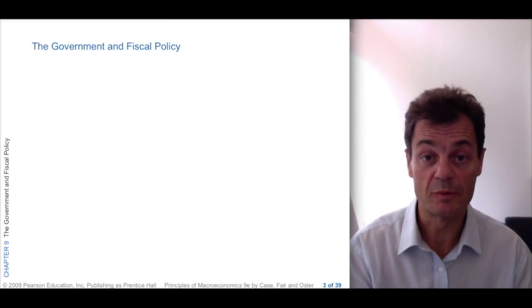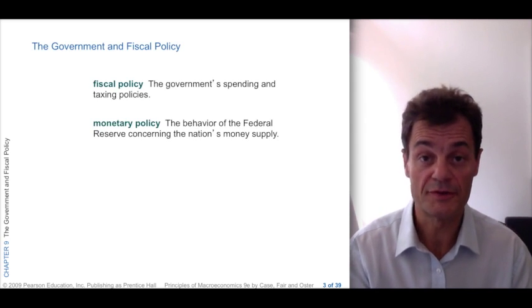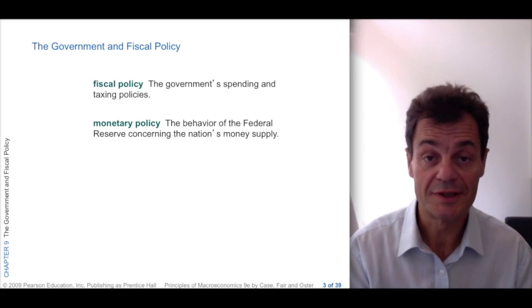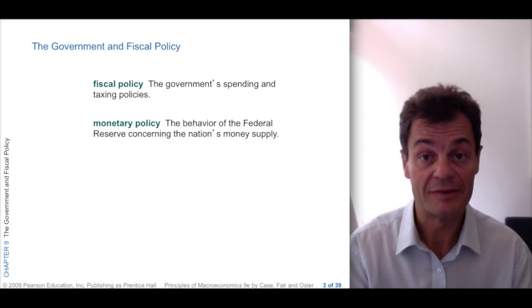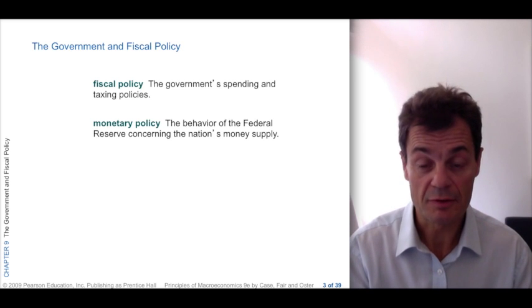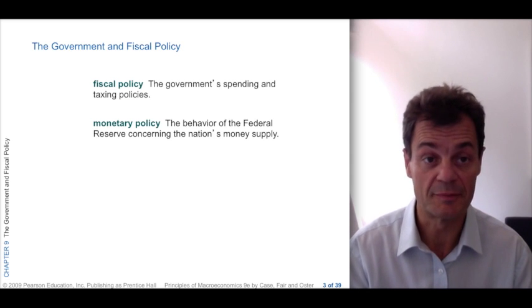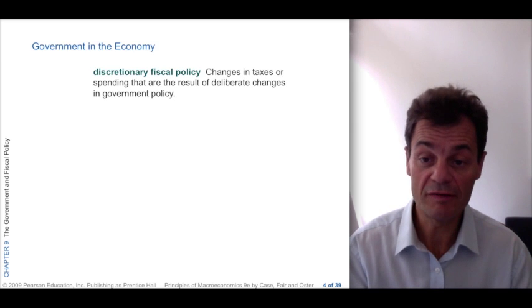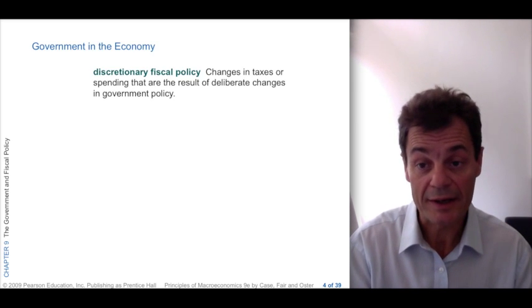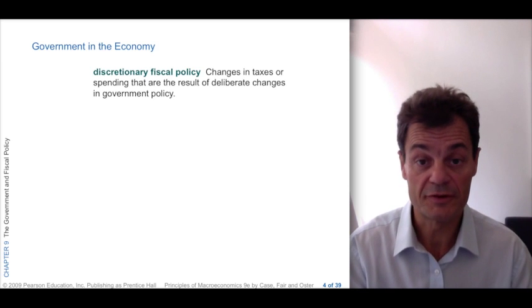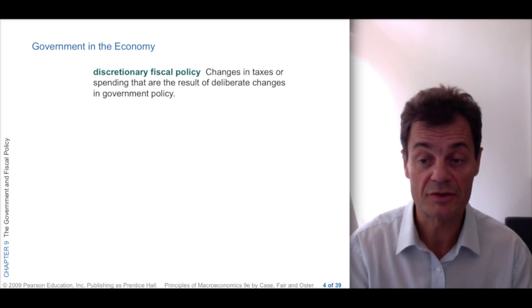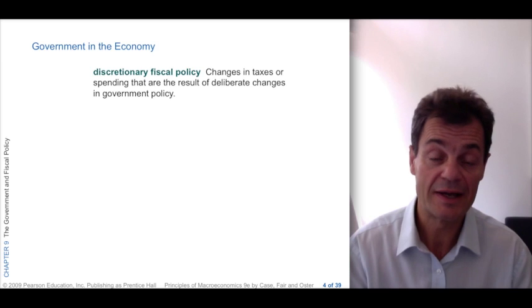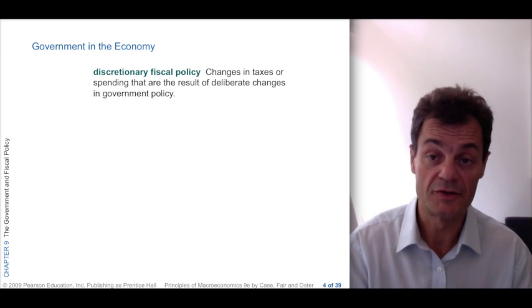First, let's begin with a few definitions. The fiscal policy is the policy that dictates the government spending and taxing, as opposed to the monetary policy, which describes the behavior of the Federal Reserve concerning the nation's money supply, and this is something which we will explore in chapter number 10. The government in the economy acts through discretionary fiscal policy. That means the government changes the taxes and the spending as it deems fit on its own initiative.